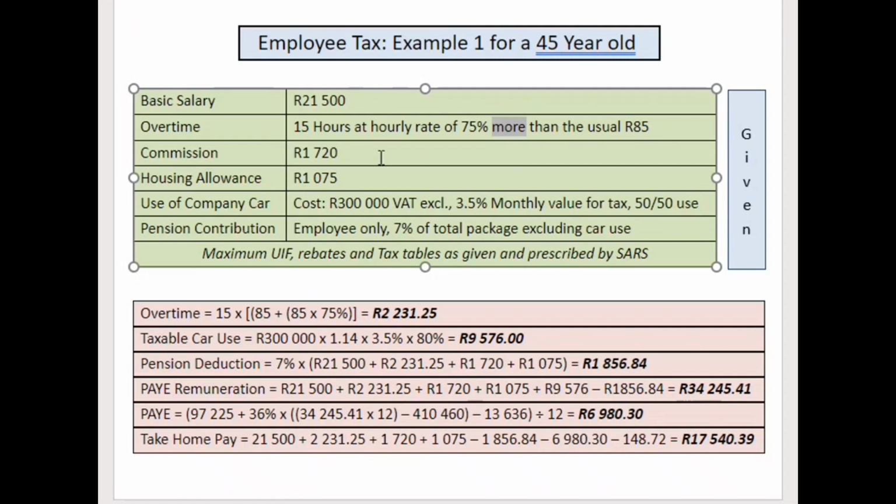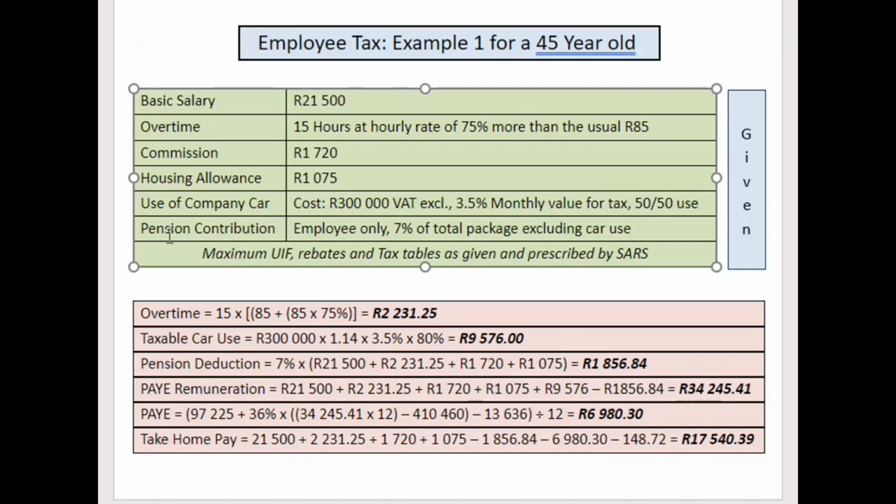Okay, you get commission of 1,720, you get a housing allowance of 1,075, and you get to use a company car. And now they give you information. They say this car cost 300,000 Rand VAT exclusive. Okay, 3% of the monthly value must be used to calculate your taxable amount, and you use the car 50-50.